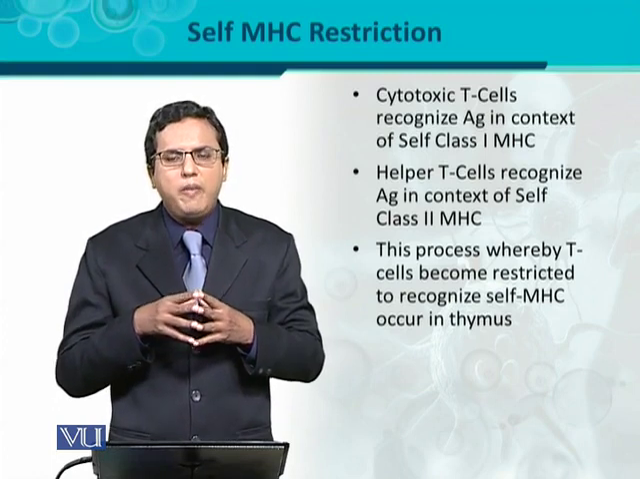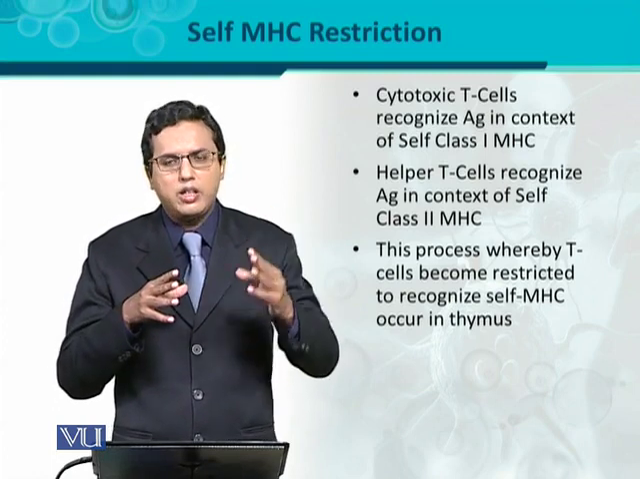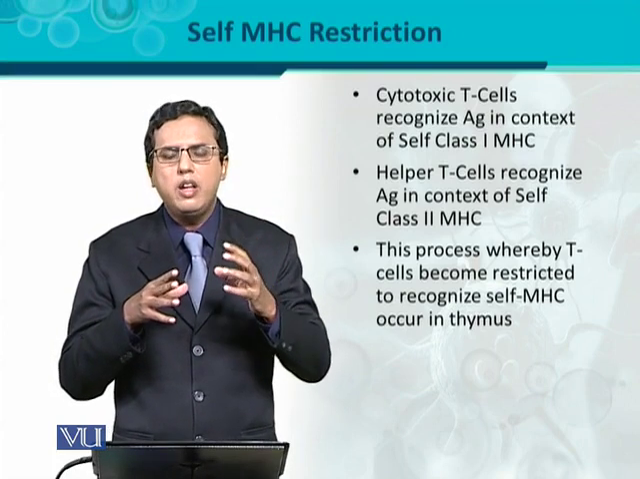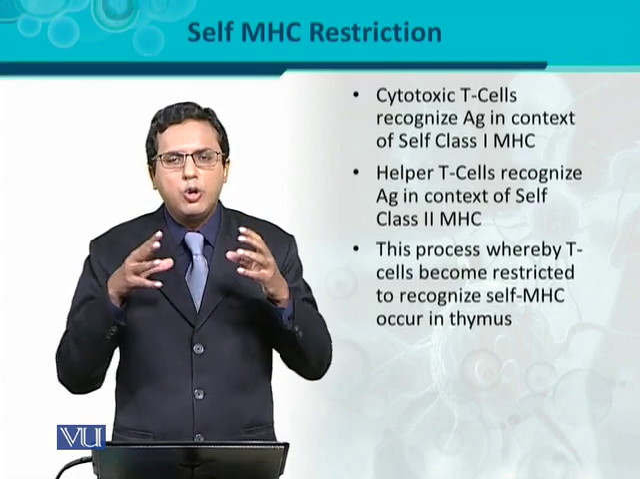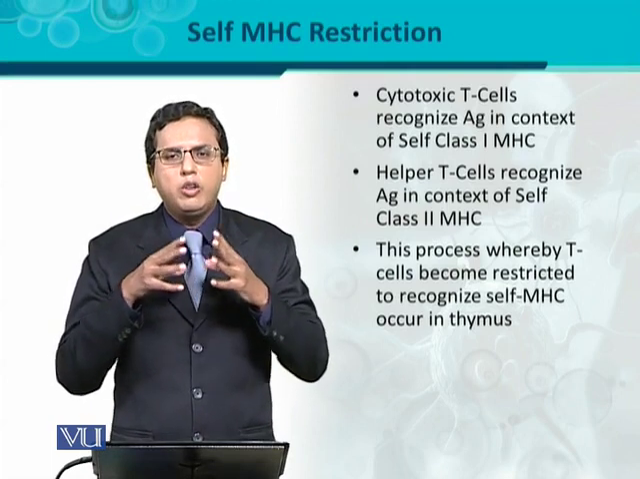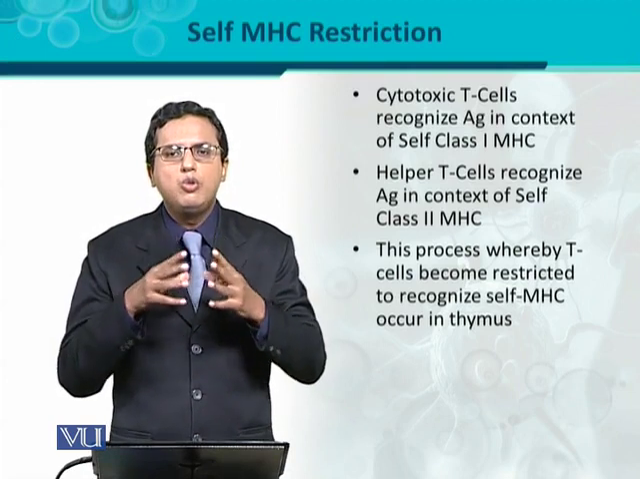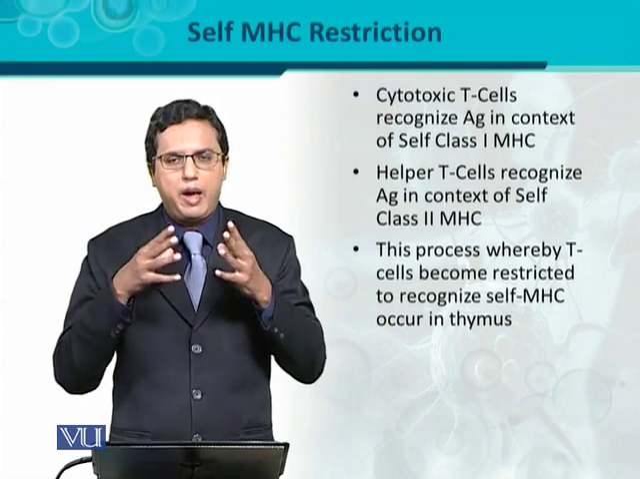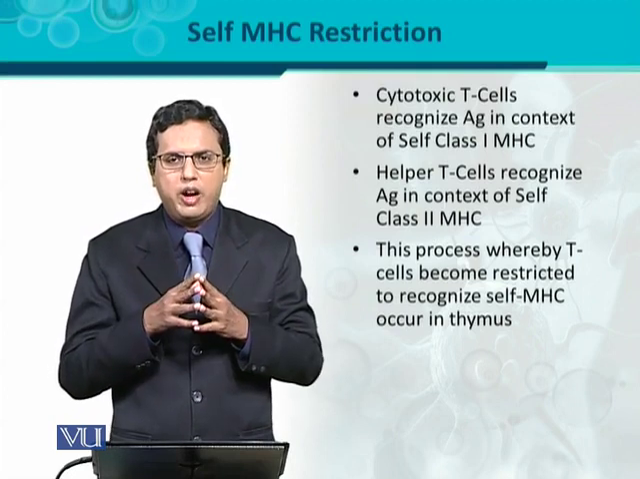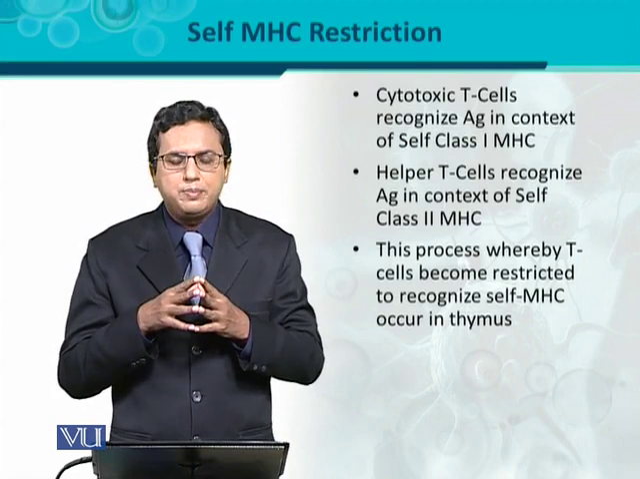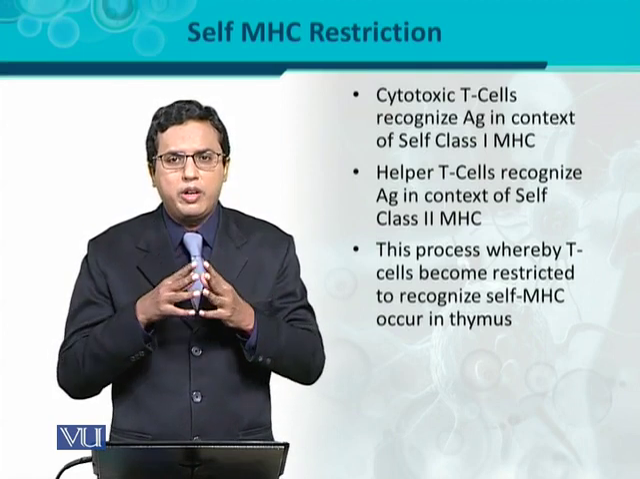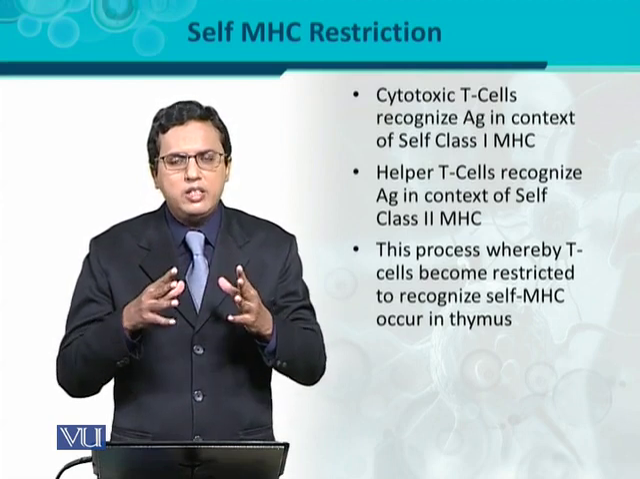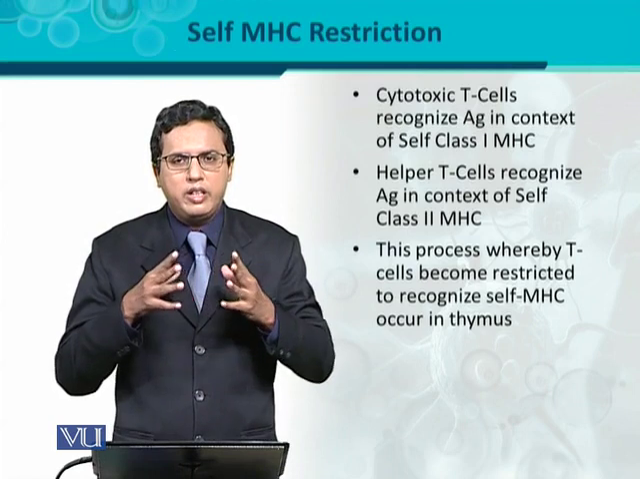Similarly, in case of helper T cells, the receptors on them, which are called TCR, T cell receptor, will only recognize those antigens which are going to associate with class 2 MHC, and that class 2 MHC would be self-MHC. So this is a very important kind of self-MHC restriction, and it is very important regarding the appropriate immune response against the antigens which enter inside the body.